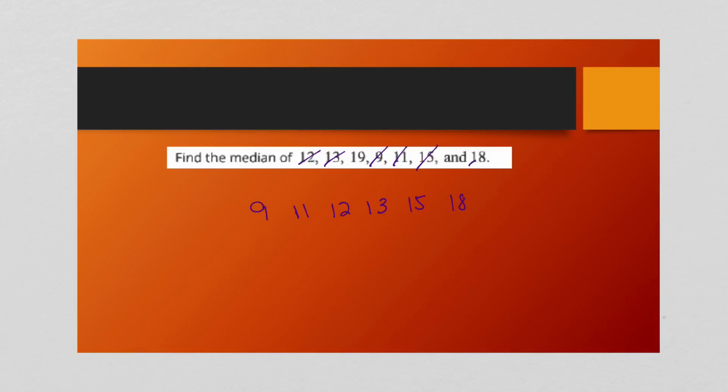Then 18, then 19. Okay, so how many data points do we have? We have 1, 2, 3, 4, 5, 6, 7. We have 7, so that means we have a true center. So I count into the middle, and it looks like 13. Look, I have 3 on each side of 13, so that means 13 is my median.